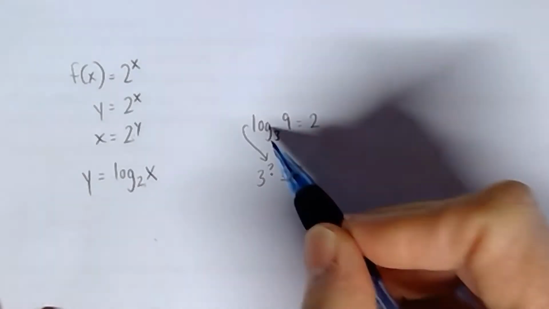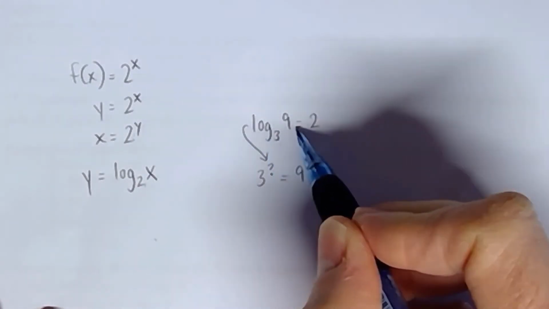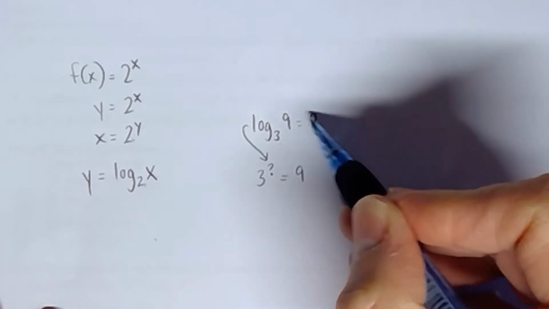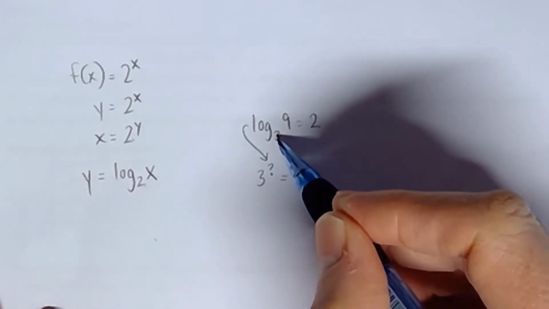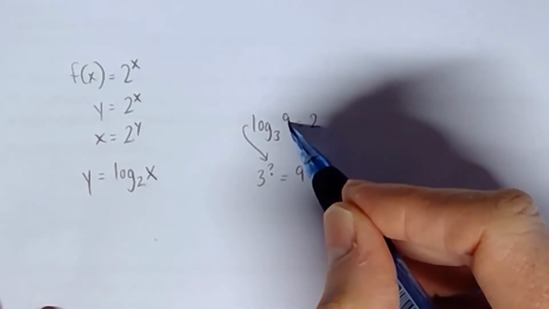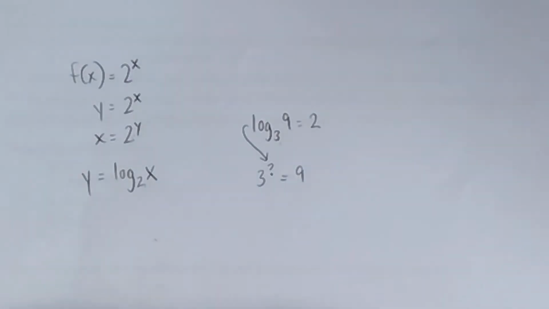Okay? The base goes here. The entire logarithm is equal to the exponent. And then the thing that goes next to the base is what the base and the exponent together are equal to. 3 squared is 9. That's how logarithms work. All right?